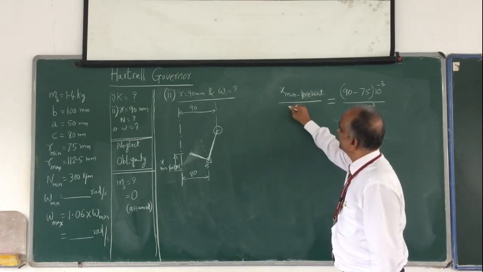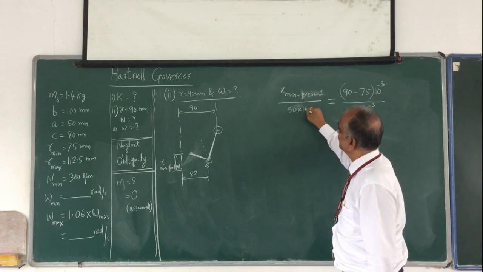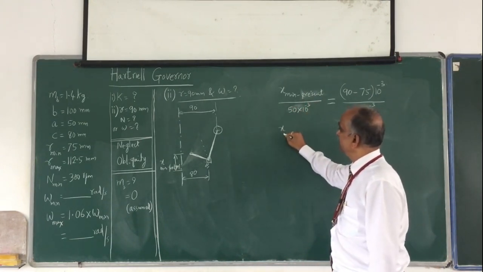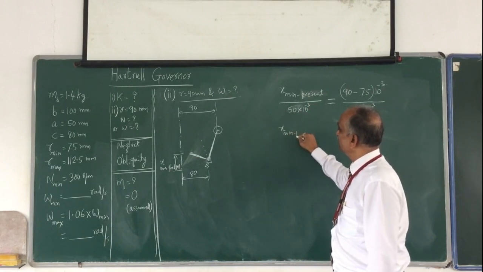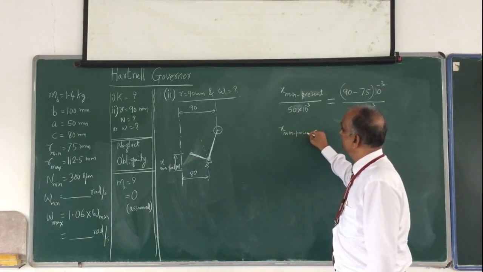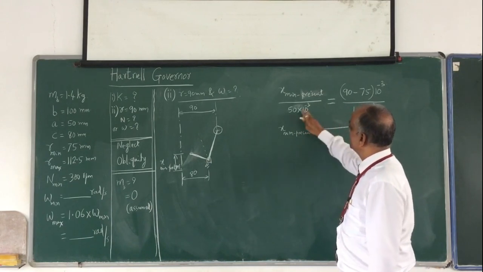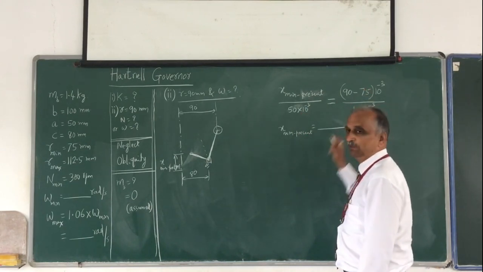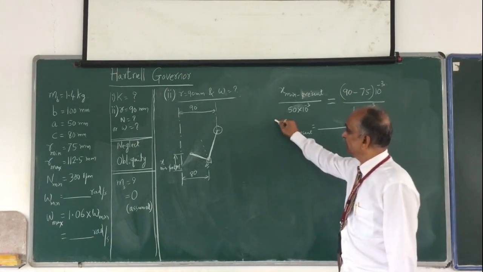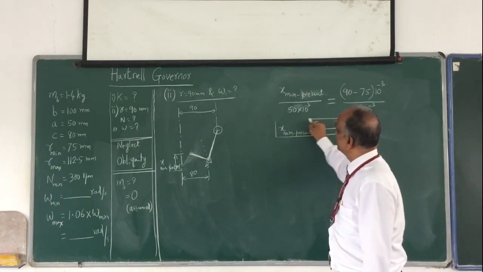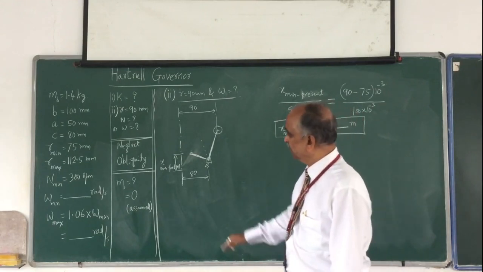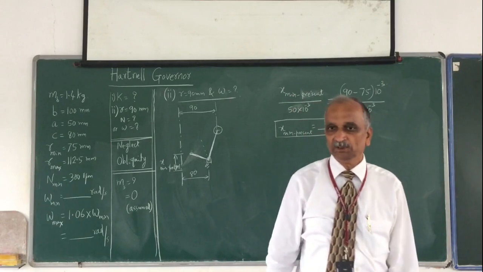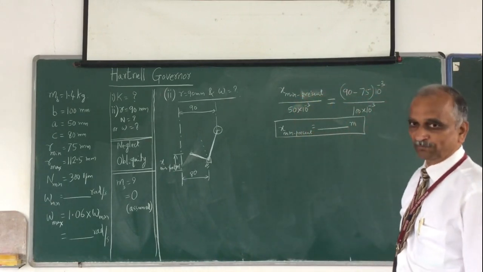The A value also I shall write down. This is 50 into 10 raised to minus 3. So from this, what do you get? X minimum to present position. So how much is it? This is in meters, this is in meters, this is in meters, this also is going to be in meters. So this is what we have found out: how much the sleeve has moved from the minimum position to the present position of the sleeve.